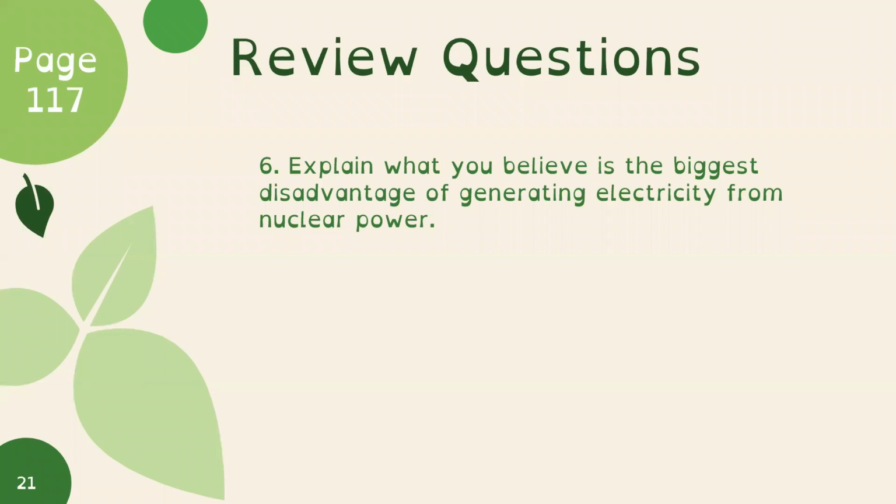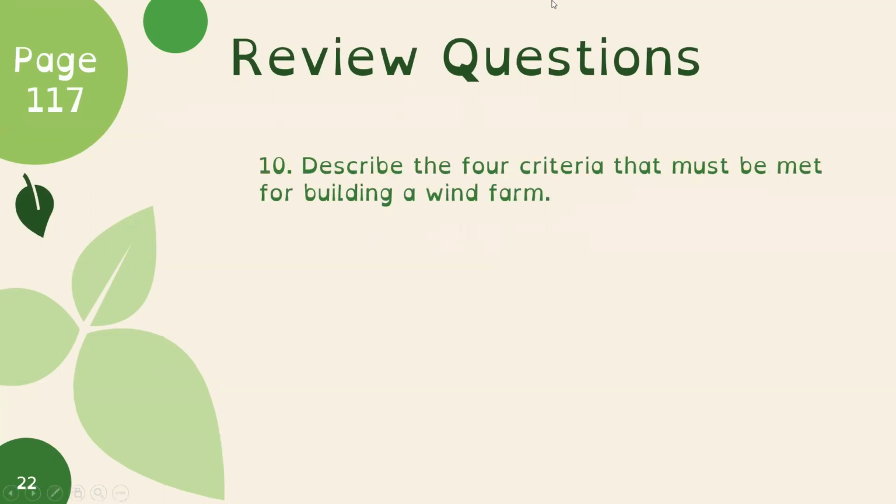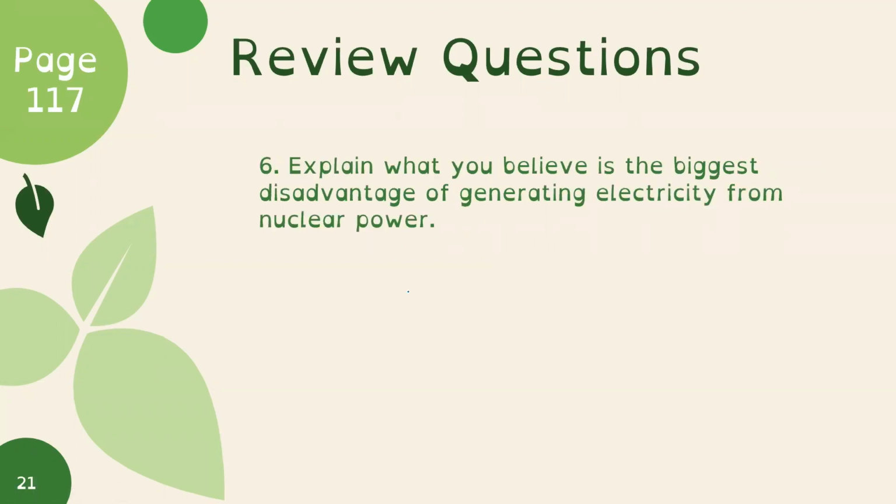All right, so then on page 117 for the review questions, number 6, explain what you believe is the biggest disadvantage of generating electricity from nuclear power. So this is what you believe, which means it is an opinion question. There is not a right answer. It is fine to have a different belief from what I believe. You don't need to find the same answers that I do. You just need to explain why you think that.